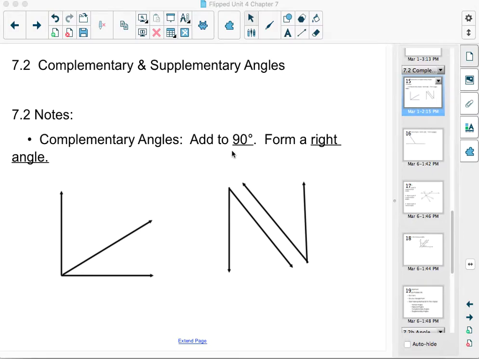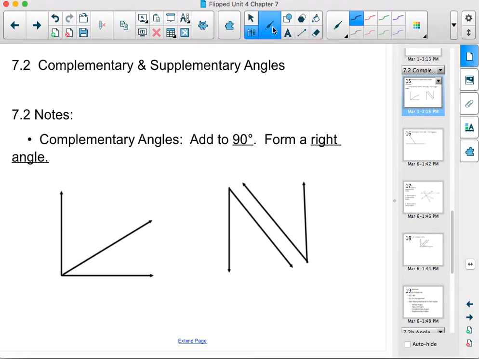Complementary angles are two angles that add to 90 degrees. And that means that they form a right angle. Now, they can be two angles that are adjacent, like these two, where we can tell that when we put them together, they form a 90-degree angle. Or they could be two separate angles, maybe this one measures 45 degrees and the other one measures 45 degrees, where they're not even touching, they're not adjacent, but if we add them together, we get 90.